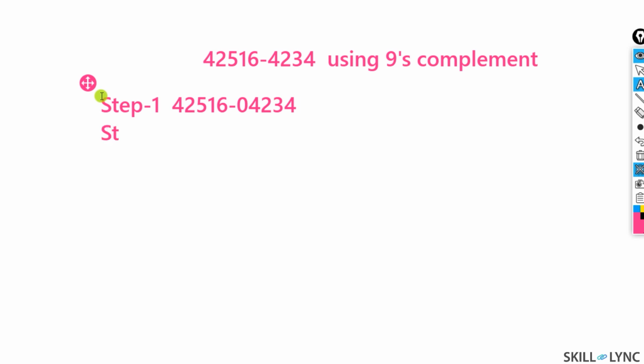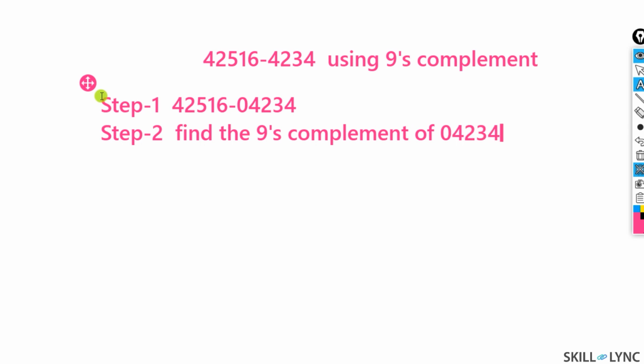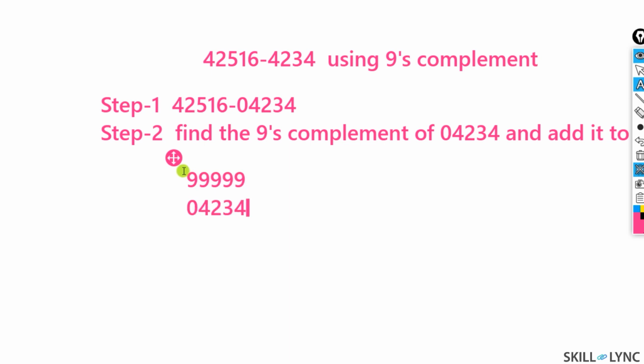Step number 2 says, find the r minus 1's complement, meaning the 9's complement, of 04234 and add it to 42516. So the 9's complement is 99999 subtracting 04234.